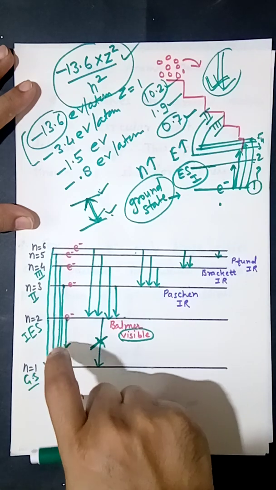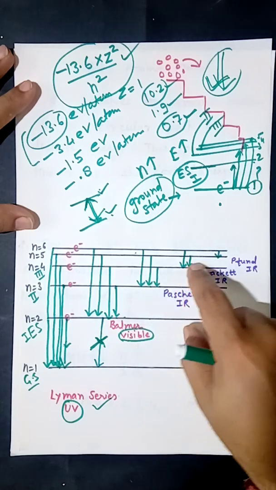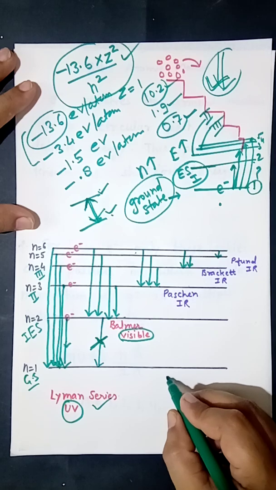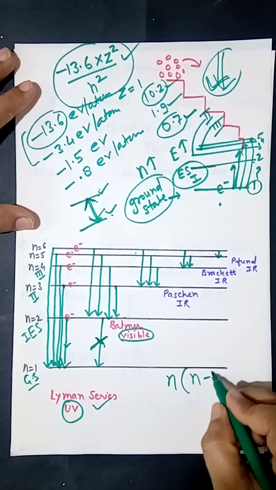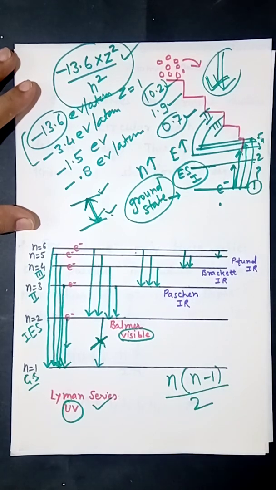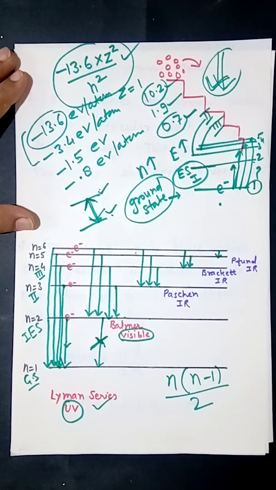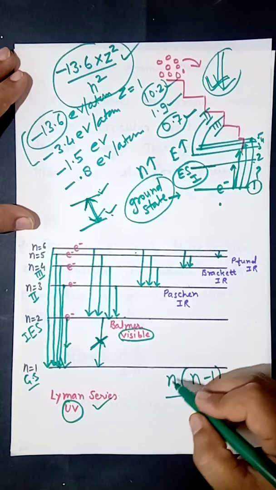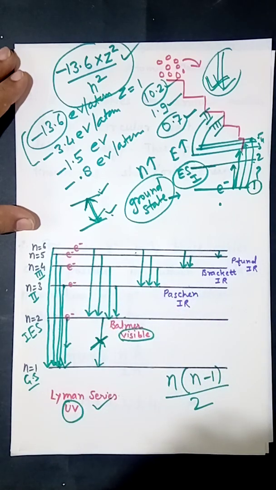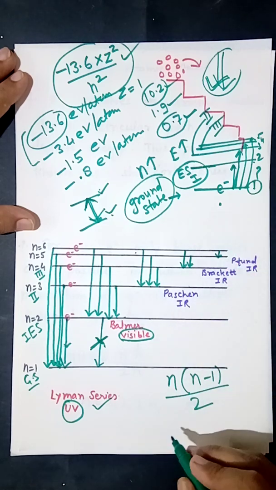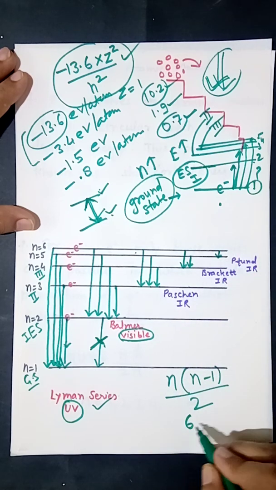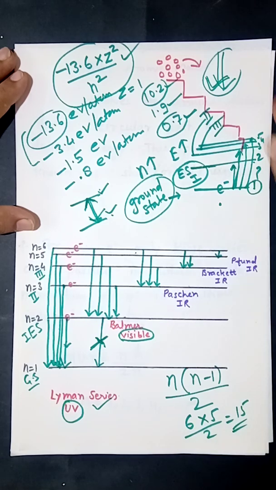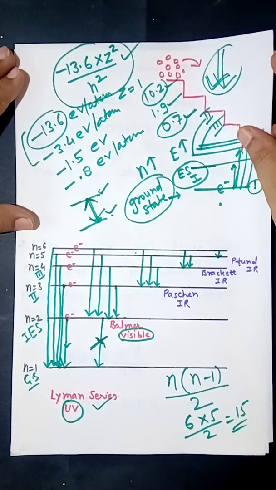Right now you can count here 5 plus 4 plus 3 plus 2 plus 1, it is 15. But you have a formula also here: n into (n minus 1) divided by 2. This is the formula to calculate the total number of spectrum lines. Here n is the maximum shell from where the electron returns. In this explanation, I take the maximum shell as 6. So when I place the value n = 6, it is 6 into 5 divided by 2, and therefore it is 15. So a total of 15 spectrum lines are obtained here.